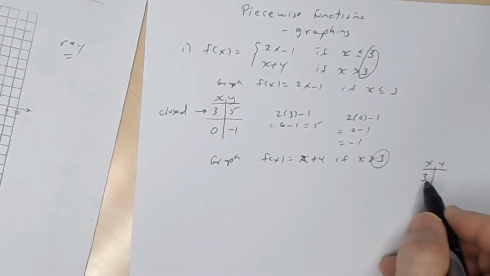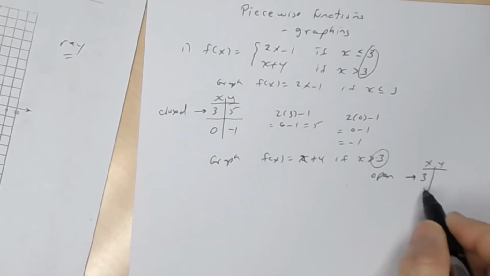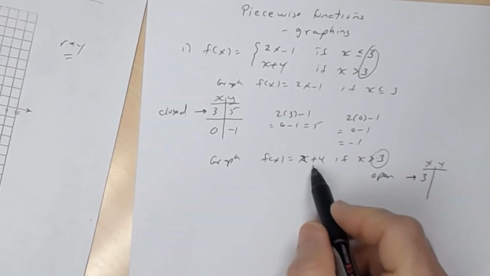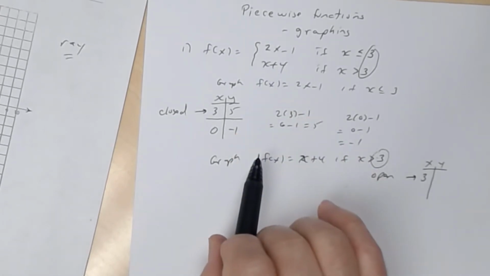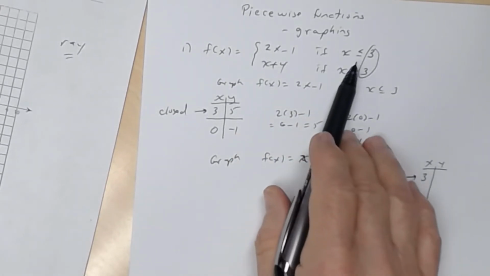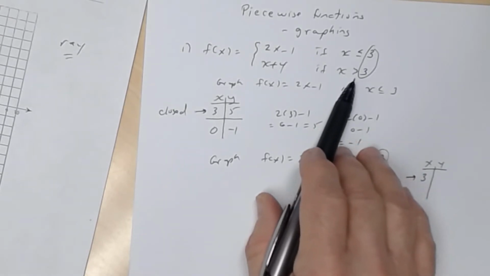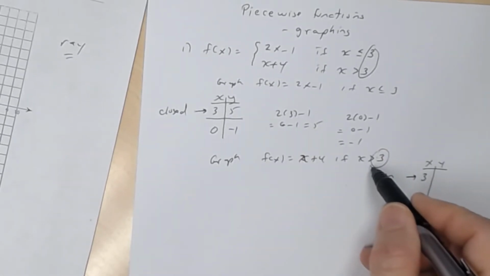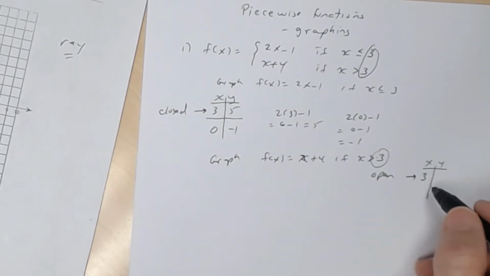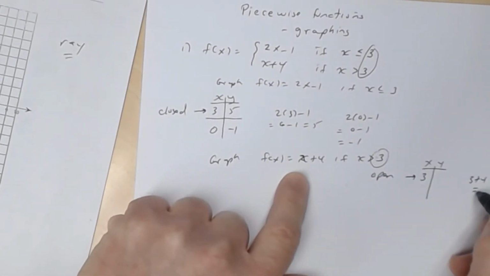So when I plot that point, that's where you're going to do that open circle, because that point is not on this graph, but when x is 3, it's going to be on that graph. Whenever you see an equal sign, it's a closed circle. Whenever you don't see an equal sign, you're going to use an open circle. So it's going to be open because there's no equal sign here. So when x is 3, you say 3 plus 4, and that's 7.